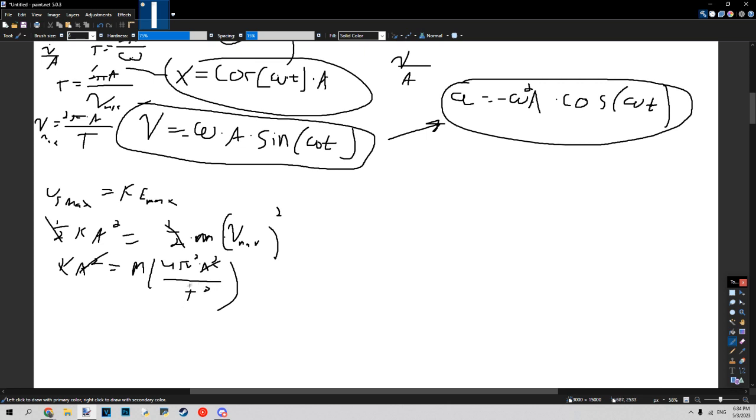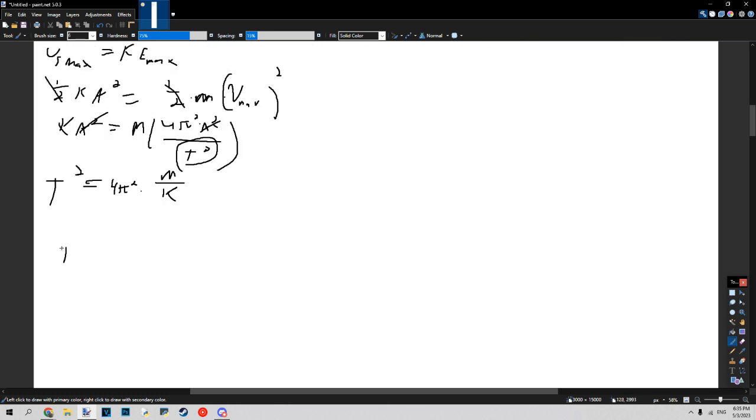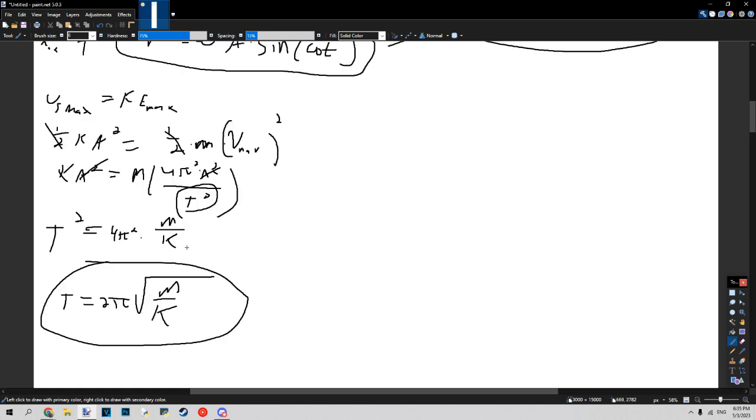We want to isolate T here. So we have another equation for T, because period is going to be big for us to find. We multiply both sides by T squared, then divide both sides by k, and we have T squared is equal to 4 pi squared times m over k. And now we can just square root both sides, and we end up with T is equal to 2 pi times the root of m over k for a spring. And this is a very important equation. It comes up a lot.